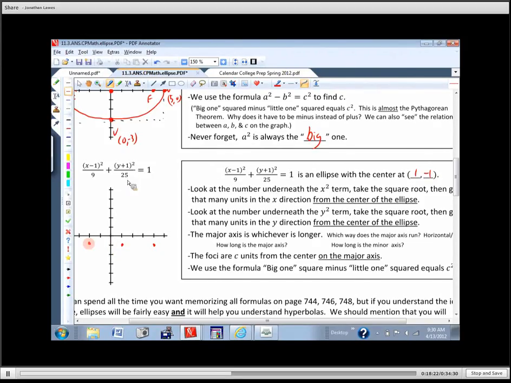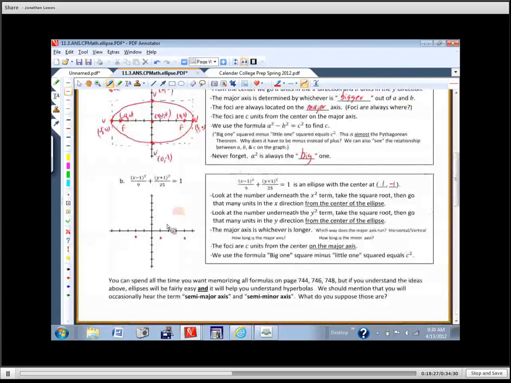Look at the number underneath the y. The square root of that is 5. So in the y direction, I'm going to go 5 units: 1, 2, 3, 4, 5.